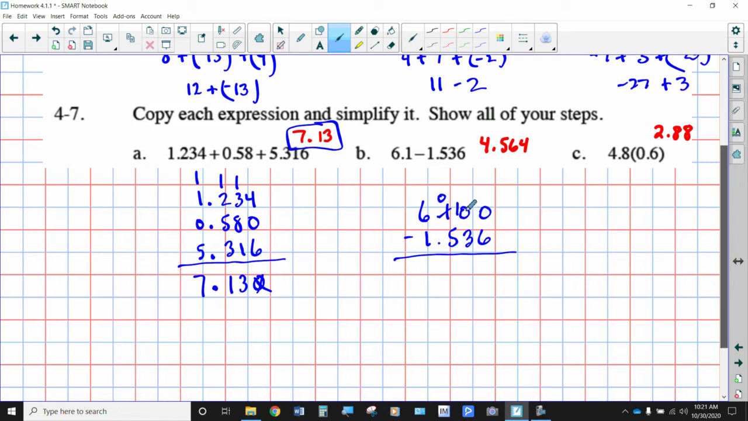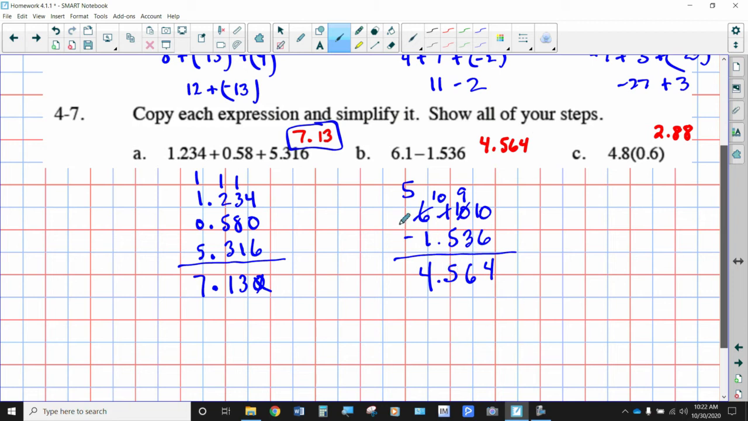Then take that 10 hundredths and take one of those hundredths and make that 10 thousandths. So 10 minus 6 is 4, 9 minus 3 is 6, and now I have to do another borrow. That's going to take one of that 1 and make it 10 tenths, and now 10 minus 5 is 5 tenths, and then 5 ones minus 1 is 4 ones. And so your answer is 4 and 564 thousandths.